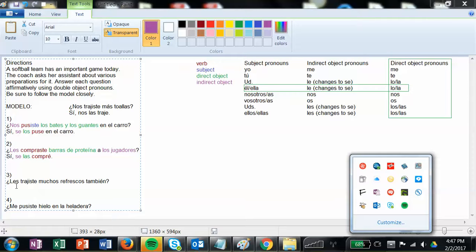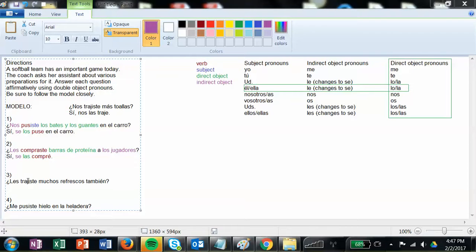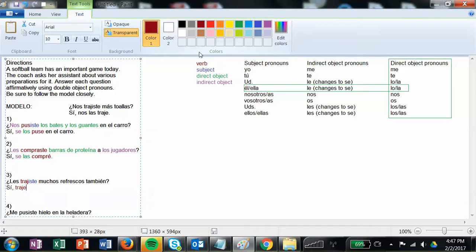Okay, so the next one says, "Les trajiste muchos refrescos también." So this is your verb, trajiste, which means to bring. If it's an iste, it's saying, did you bring? So in your answer, say, yes, I brought. So you would say, sí. And then the yo form of traer, and this you'll have to go back and review, is traje. So sí traje. So then, what did you bring? You brought refrescos. That is your direct object. For whom did you bring them? For them, probably meaning the players still, okay? So then you're going to say, yes, I brought them, meaning the refreshments, to them.